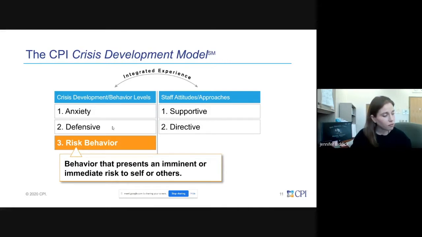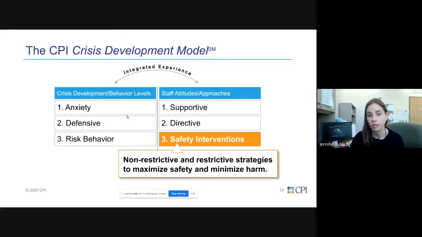At the level of risk behavior, level 3, now our learner is presenting an imminent or immediate risk to self or others. So this would also be what I would call crisis level behavior. So at this point, our learner might be engaging in hitting behavior. They might be engaging in property destruction. They might be engaging in self-injury. So our behavior would also change in that, again, integrated experience, and our approach might change to safety interventions.